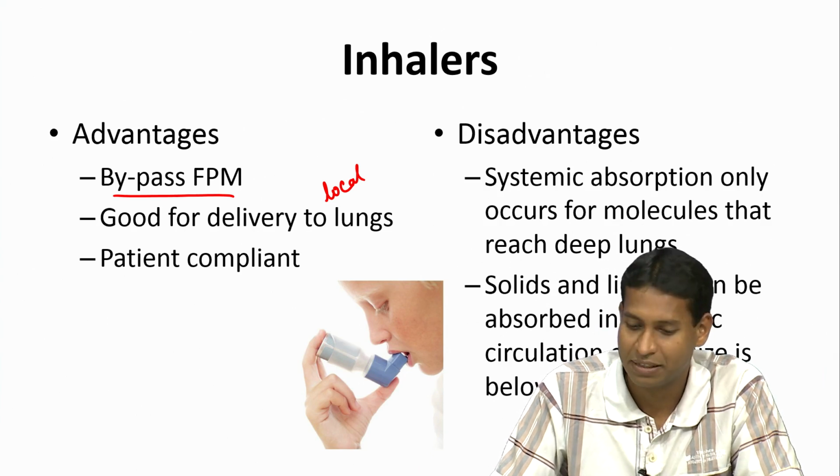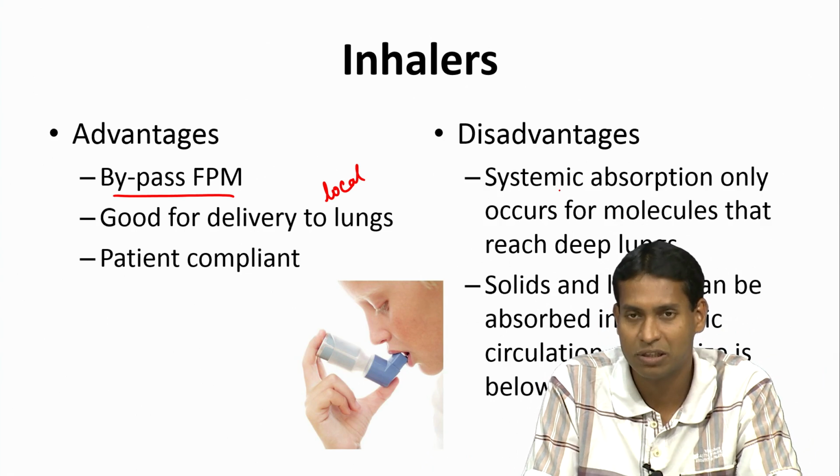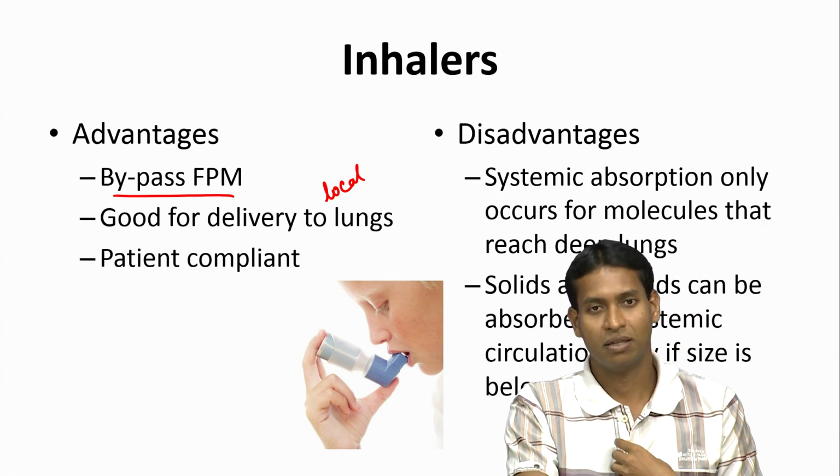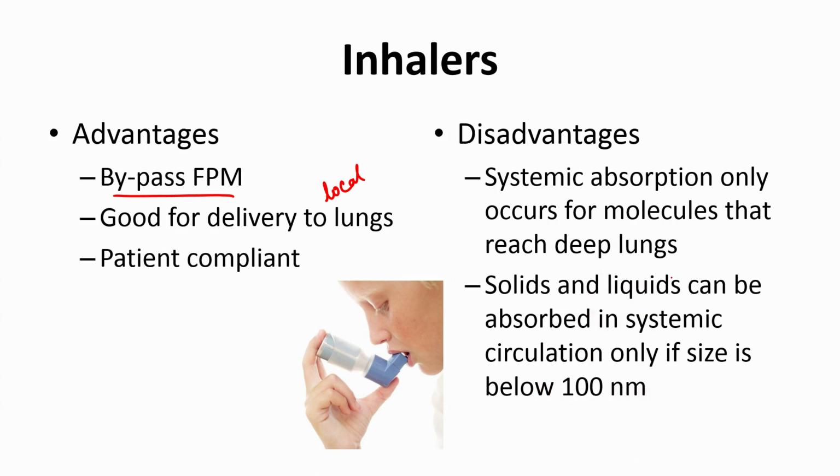However, there are a few disadvantages. The systemic absorption of these molecules can only occur once the drug actually reaches the deep lungs. If I just inhale something and it is just localizing in the upper respiratory tract, in my nose or in my upper lung like the trachea, these drugs are not going to go to systemic absorption; they will be removed by the lung itself. And obviously the solids and liquids will only be absorbed into the system if they are below 100 nanometer. Anything greater than 100 nanometer is going to localize to the lung and won't be able to pass through the lung. Again, we will discuss why in upcoming slides, but these are some of the disadvantages when you are looking at inhalers.